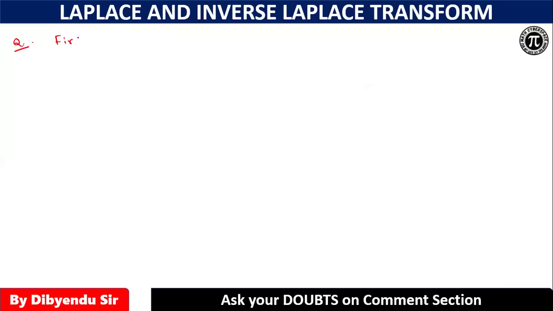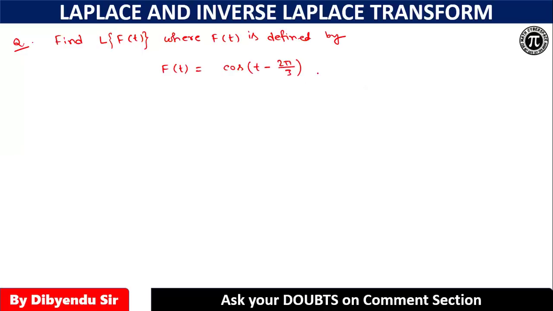Find Laplace of f of t, where f of t is defined by f of t equals cos of t minus 2 pi by 3 when t is greater than 2 pi by 3, and 0 when t is less than 2 pi by 3. So you have to find the Laplace of this function.